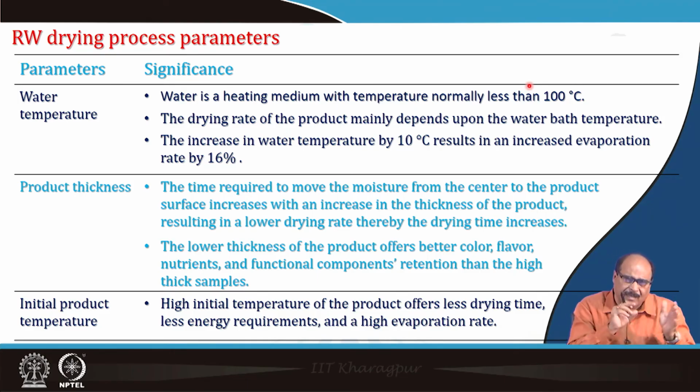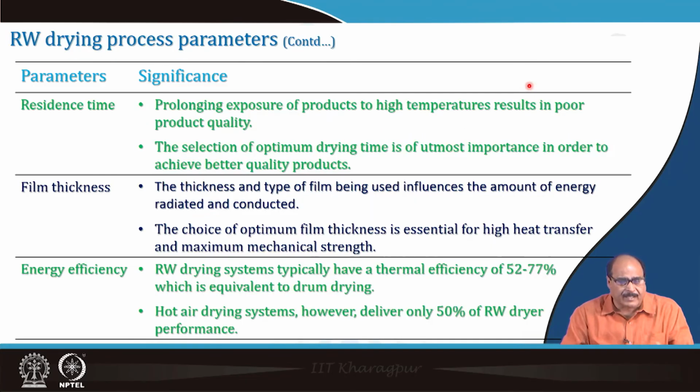So, obviously, as in the case of any drying, like conventional drying also, if the product thickness is less, you will have a better efficiency. Then initial product temperature: a high initial product temperature offers less drying time, less energy requirement and a high evaporation rate. Similarly, residence time: prolonging the exposure of the products to high temperature results in poor product quality. The selection of optimum drying time is of utmost importance in order to achieve better quality products.